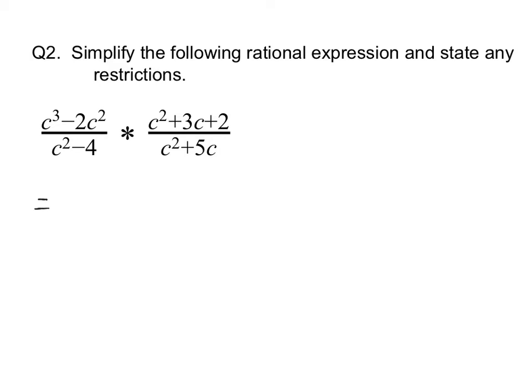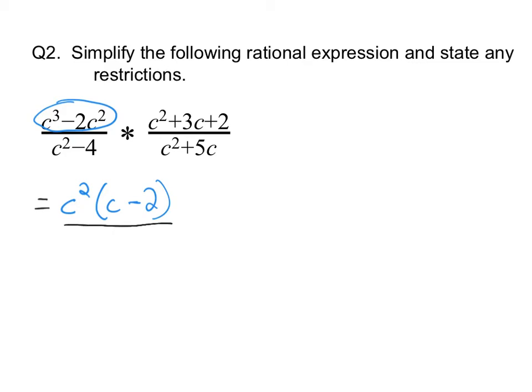Let's start with this numerator, c cubed minus 2c squared. I can see that they have a common factor of c squared. If I factor c squared out of c cubed, I'm left with c. And if I factor c squared out of negative 2c squared, I'm left with negative 2. So this is c squared times the expression c minus 2. All right, let's look at this denominator now.